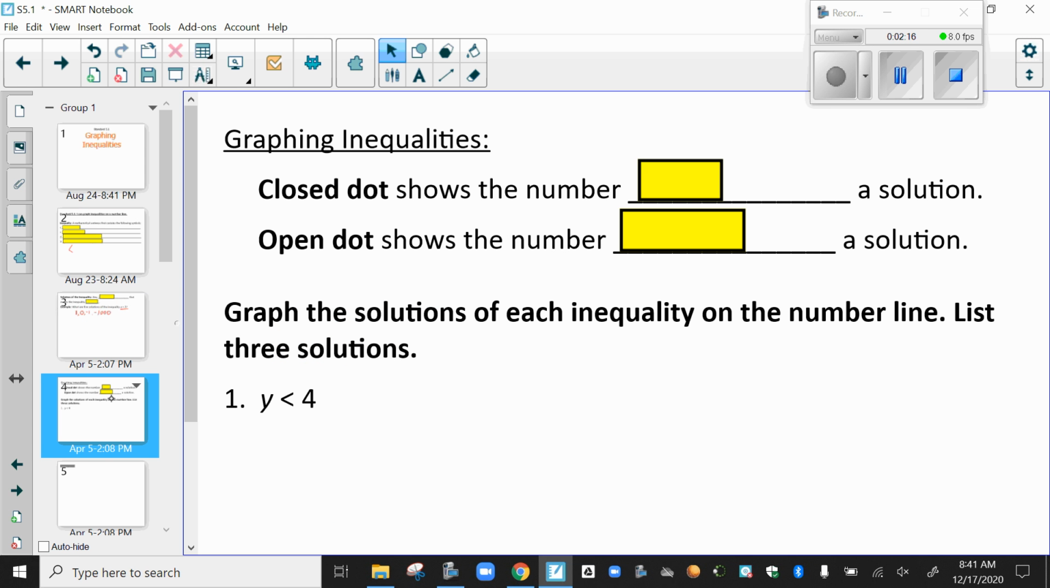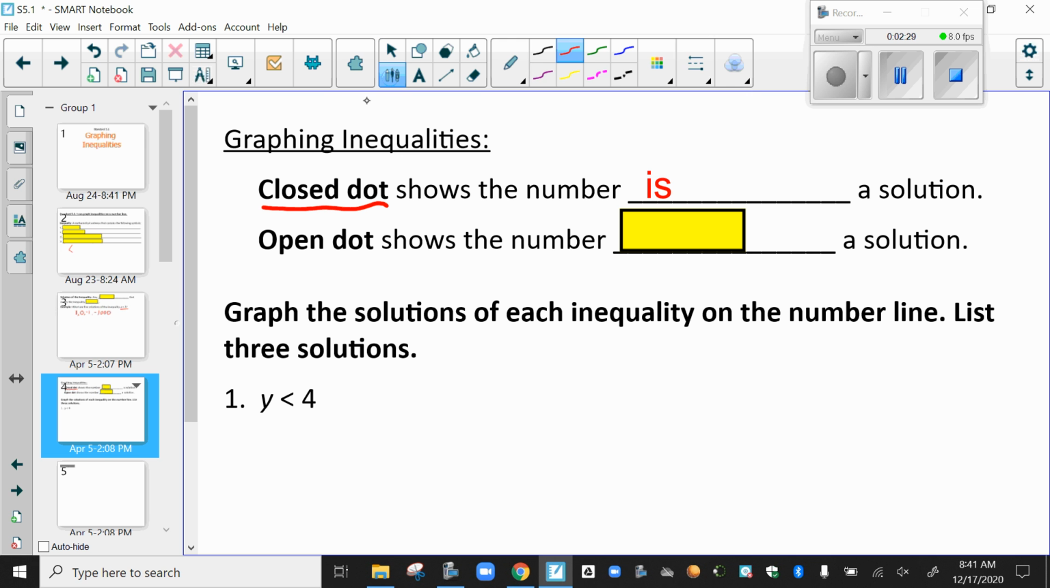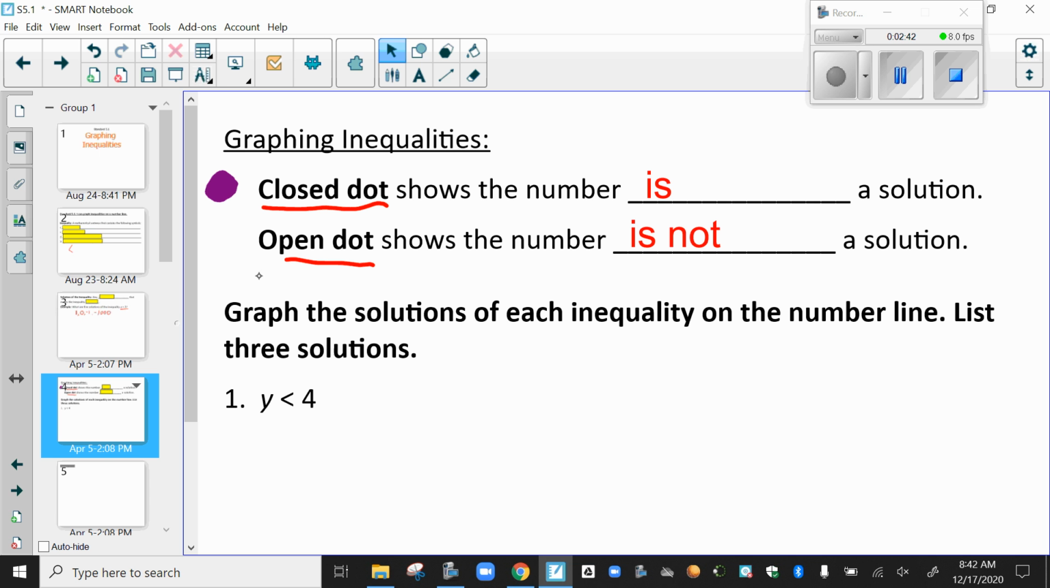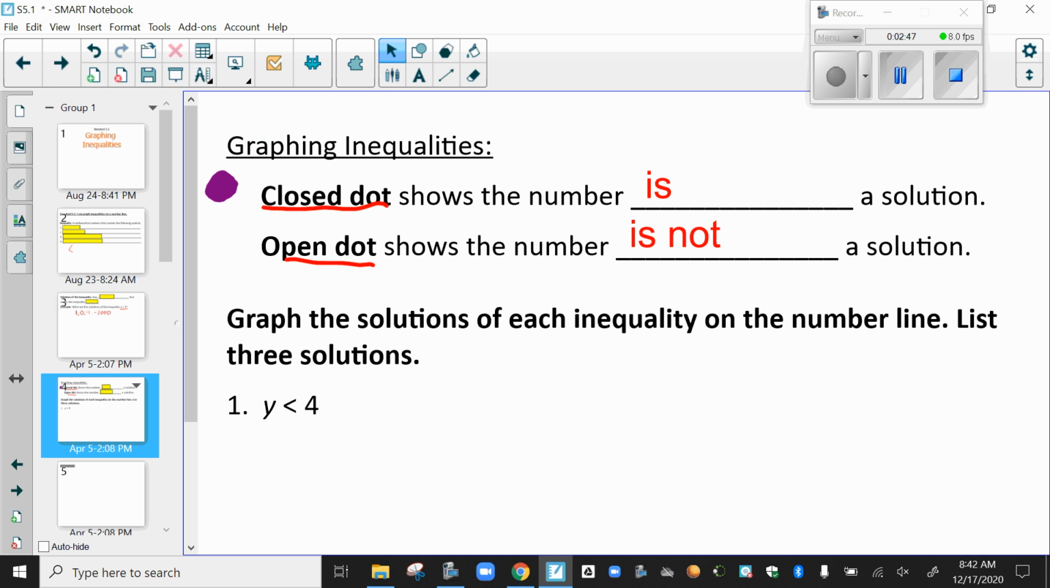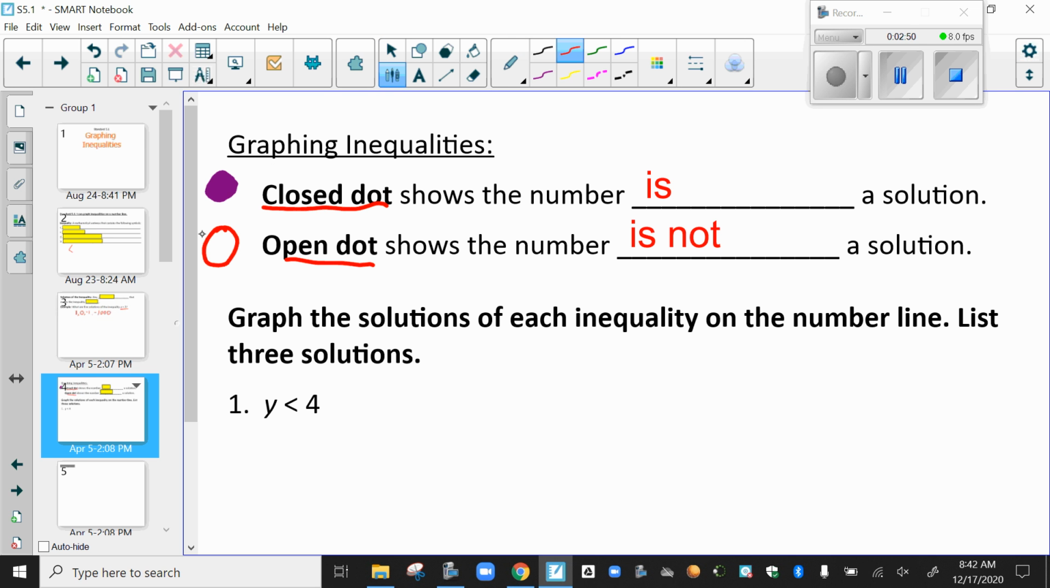All right, graphing inequalities. We have 2 things we really want to pay attention to, and this is going to be a major takeaway from today. We have 2 options. If you're talking about a closed dot, that kind of dot is going to show the number is a solution. A closed dot is going to look like this. Right? Closed dot looks like that. All right? An open dot shows the number is not a solution. It means that's the number we're stopping at, but we're not including it. So an open dot is going to look like this. All right? You see the difference? Filled in, not filled in.